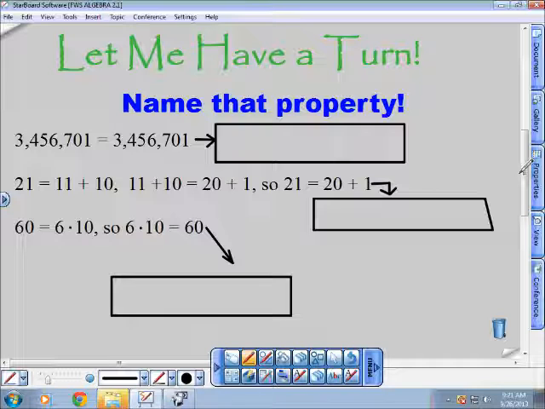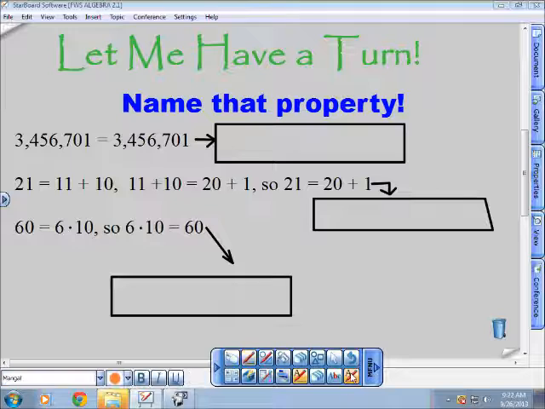All right, Tim. Since you wanted to tell me here, name that property. It's not name that tune, it's name that property. So of the 3 that we just went over, what's this first one? 3,456,701 is equal to 3,456,701. Reflexive. Reflexive, very good.